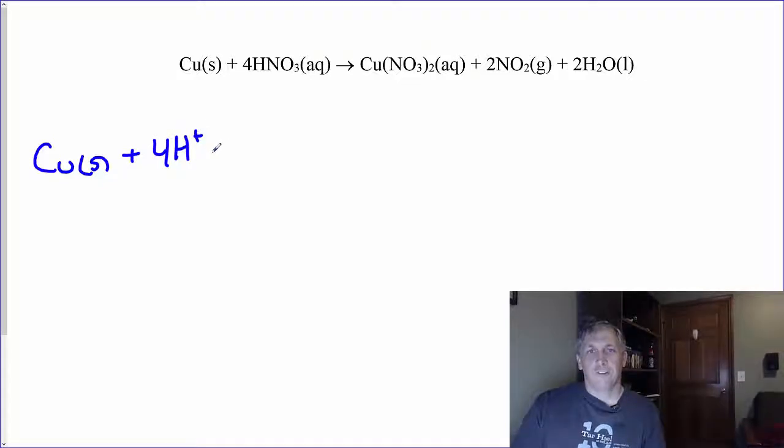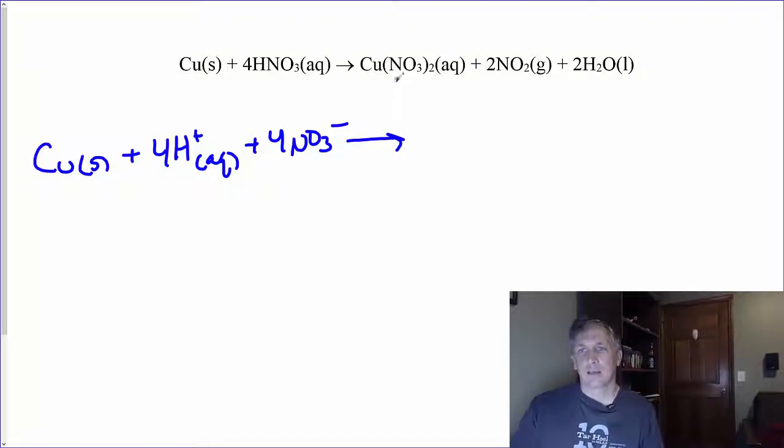Is again nitric acid. It's aqueous, so we break it up into H plus and nitrate. That's our reactants. On the product side, we have copper 2 nitrate. So again, if it's aqueous, break it up.